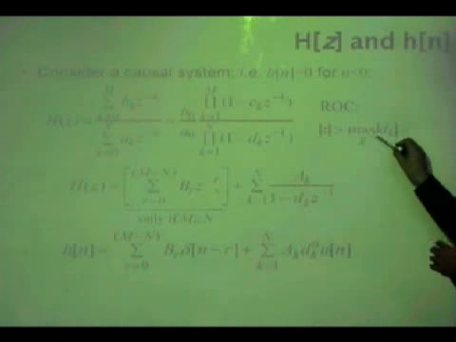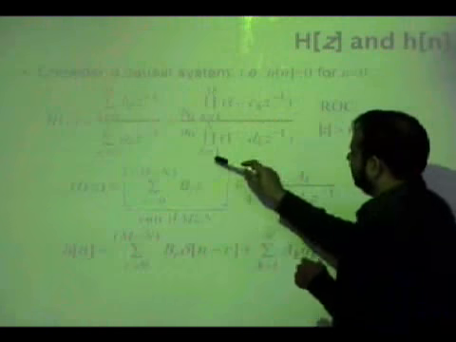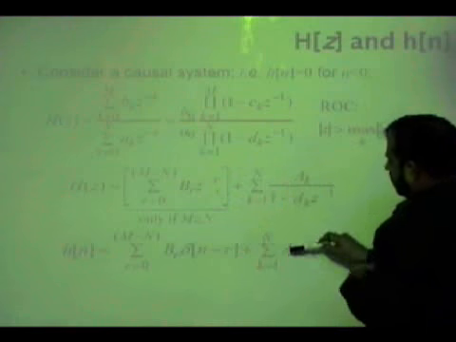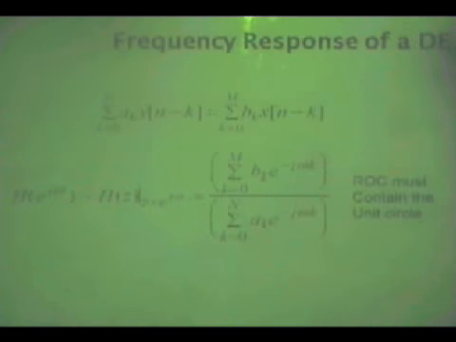And for stability, make sure that this is inside the unit circle, and then do long division. This is the result of long division, and then you take the inverse Z transform to actually find the impulse response. This is the impulse response. So H of z and h of n, as for the causal system, h of n is 0 for n less than 0.